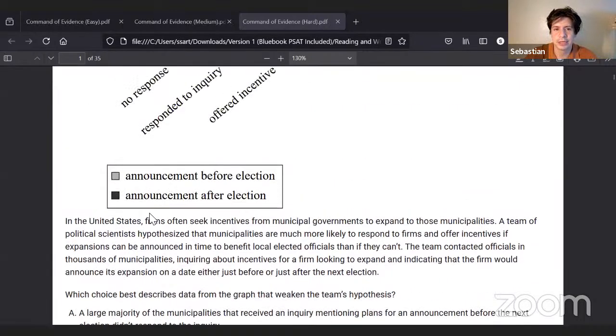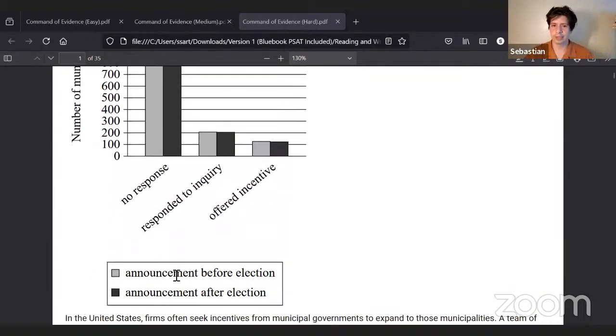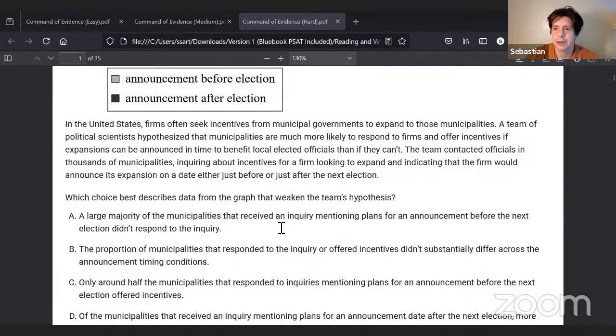So we just need to check up here if that's true, right? So gray is before election, black is after election, and the response, regardless, right? For this, they're always about the same. So they do not substantially differ. And that weakens the team's hypothesis because they said that people who had more time to respond would respond more, right? So it would be B.